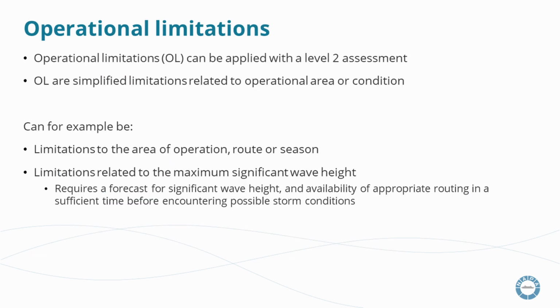Operational limitations are general restrictions for operation and can be applied with the level 2 assessment. These can, for example, be limitations to the area of operation, the route, or season. Or they could be related to the maximum significant wave height, which then requires a reliable forecast on the weather conditions, and that there is enough time to adjust the route to avoid dangerous conditions in the event of an approaching storm.